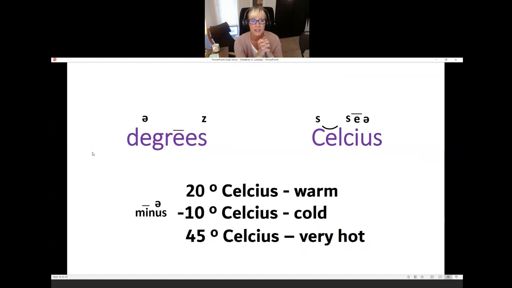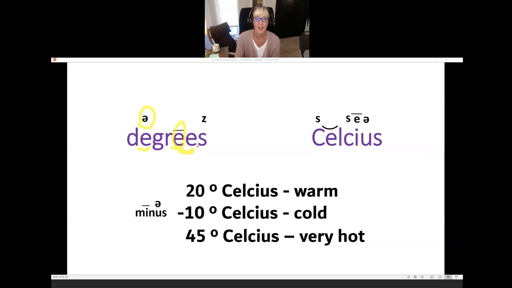How do we say degrees Celsius? This is to help you remember. Degrees Celsius. The first E is our sound, degrees. The second E is long E. When I see two E's, double E, it always says E. There's the word always. 100% of the time, if you see two E's, it is a long E.